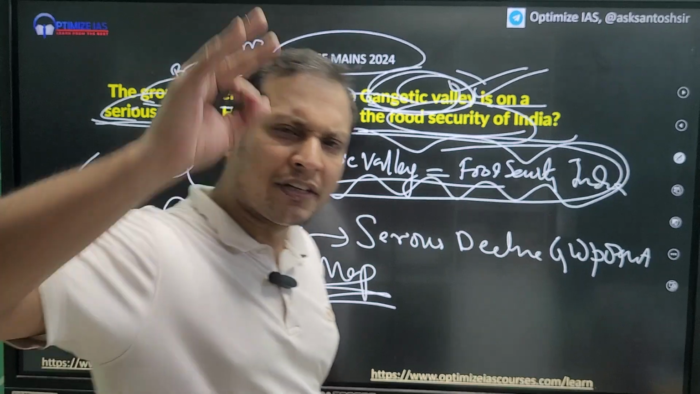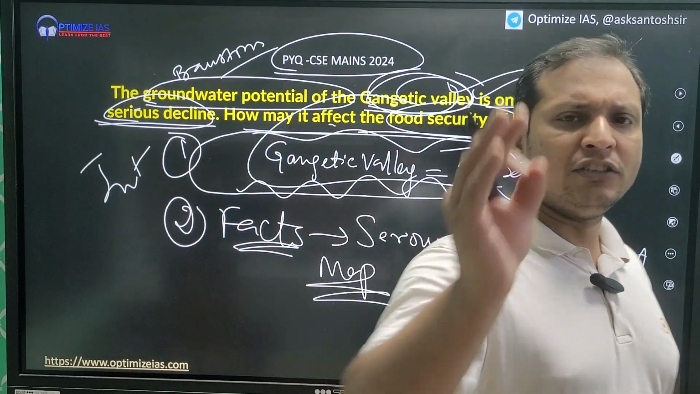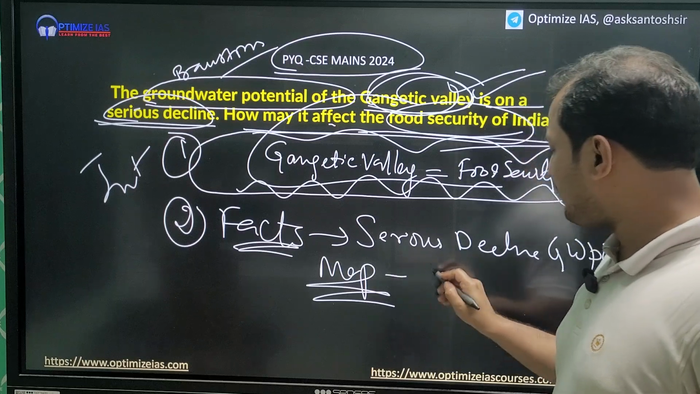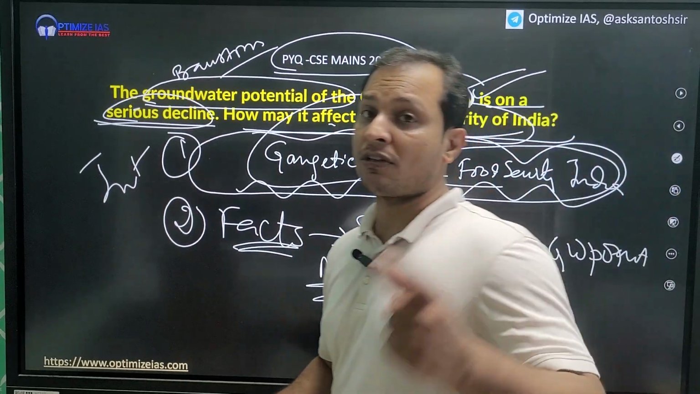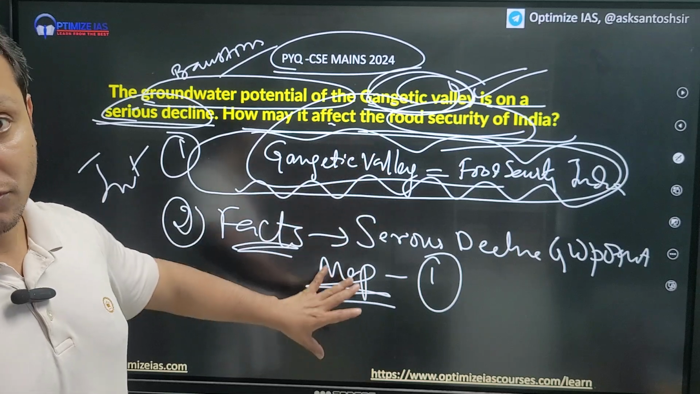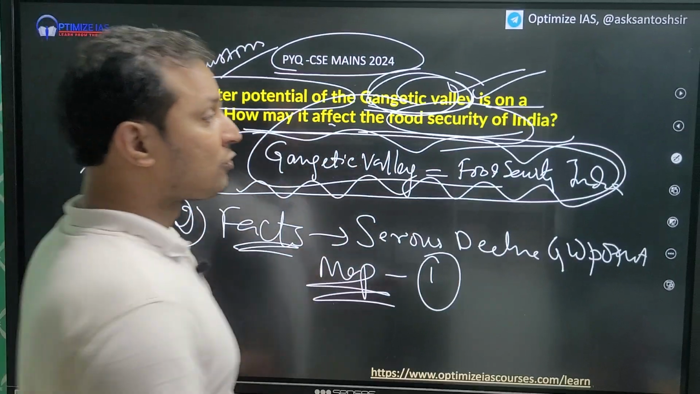Without a map, you should never write any answer in a geography question. Definitely you should draw a map. By drawing a map you can easily score 1 or 2 marks more than the average aspirants. So, 2 things you need to keep in mind.